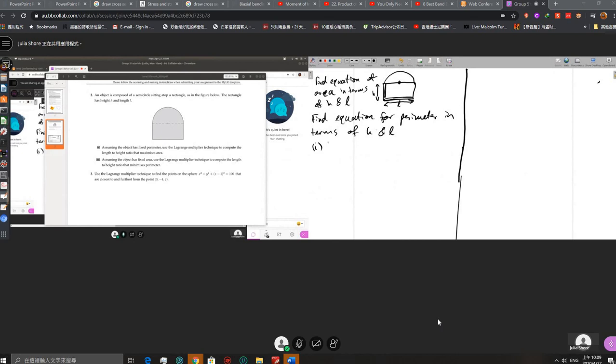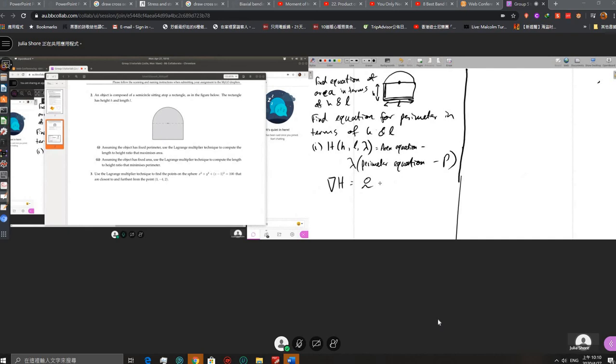All right, so what's our Lagrange multiplier? H(L, lambda) equals the area equation, L times H, minus lambda times the perimeter equation, minus P, big P for perimeter. And then we want to set del H equal to 0.